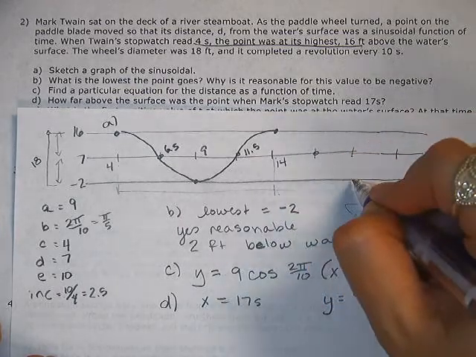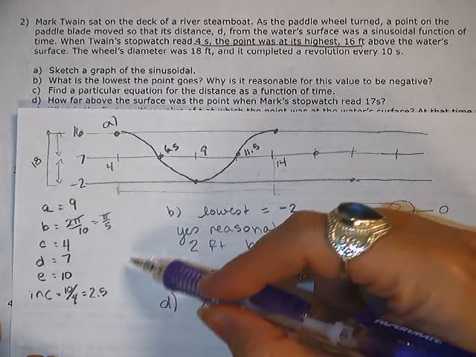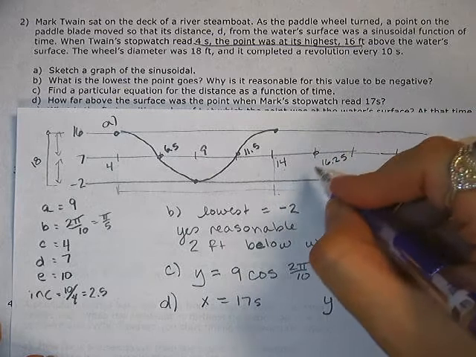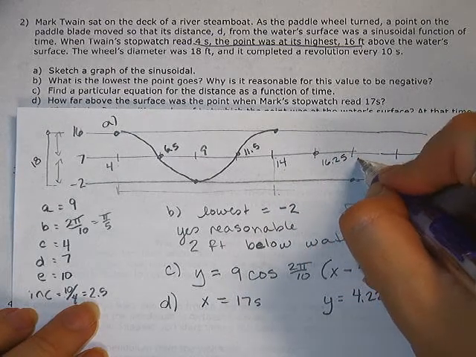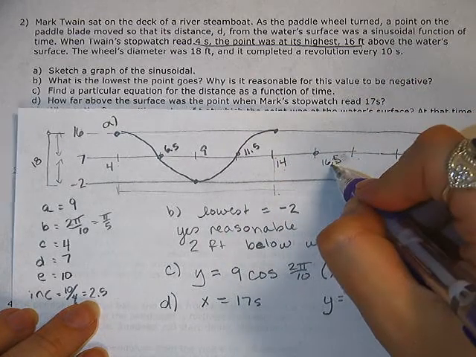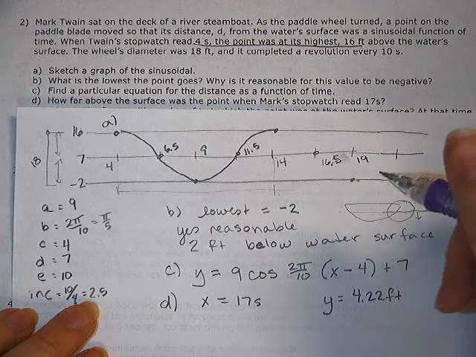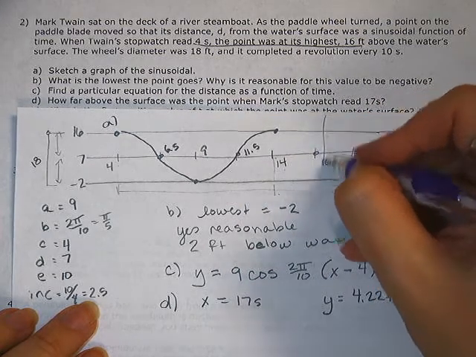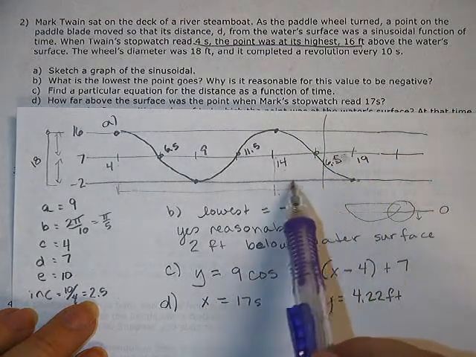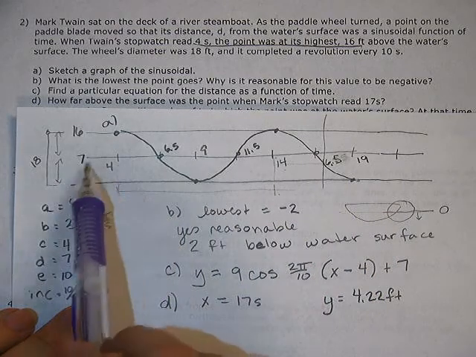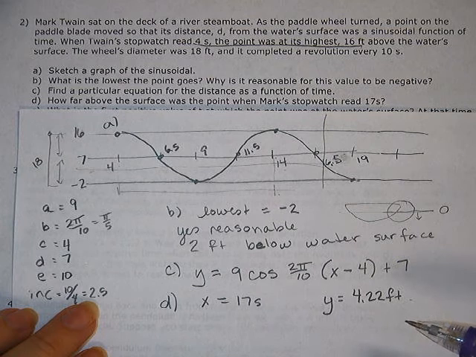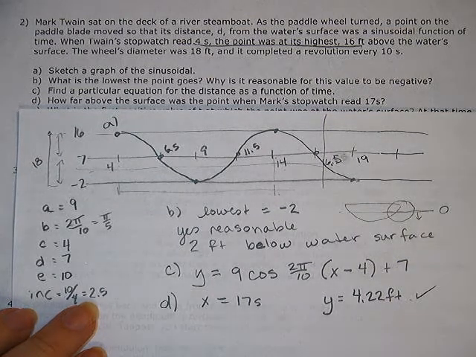I know my graph's going to come down like this. 14 plus another 2.5, that's 16.5. Go over another 2.5, that puts me at 19. So my 17 is going to happen right about here. If I look at my curve, does it appear that this height right here could be about 4 feet? It looks reasonable to us on our curve.